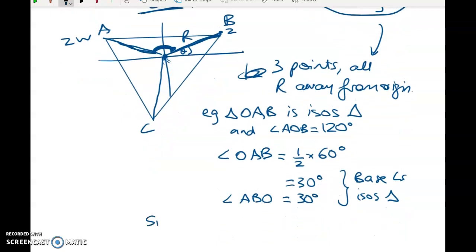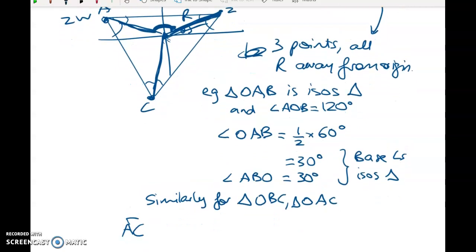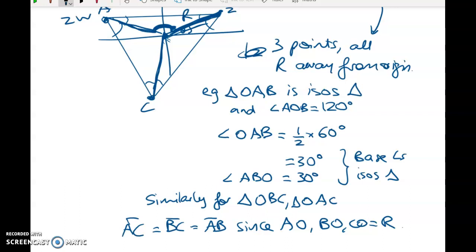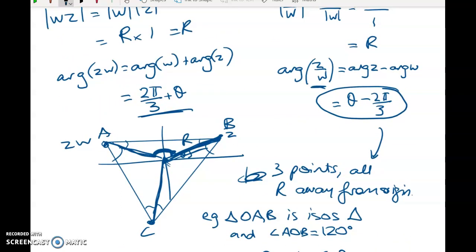And we can do the same thing similarly for triangle OBC and OAC. So that means that each of these angles must be 30 degrees, and each of these lengths is also going to be equal because these sides are the same length. Okay, and length AC is equal to BC is equal to AB, since AO, BO, CO are all R long. So we've got side lengths are all equal because all of the angles are the same at the center and the lengths are all R. But the best thing to do in this question is to have a decent diagram like the one we've got here. It doesn't have to be totally to scale.